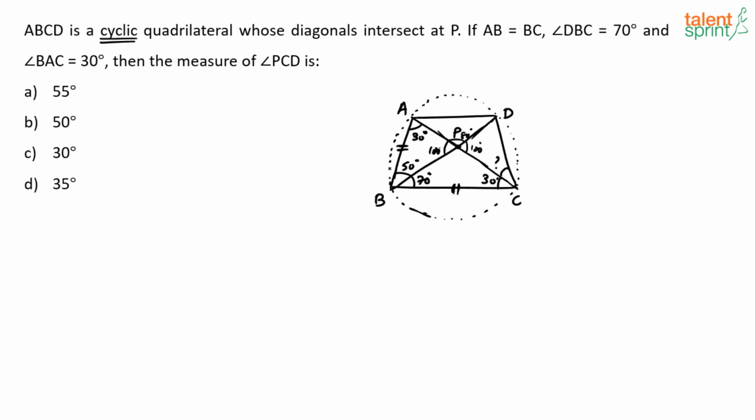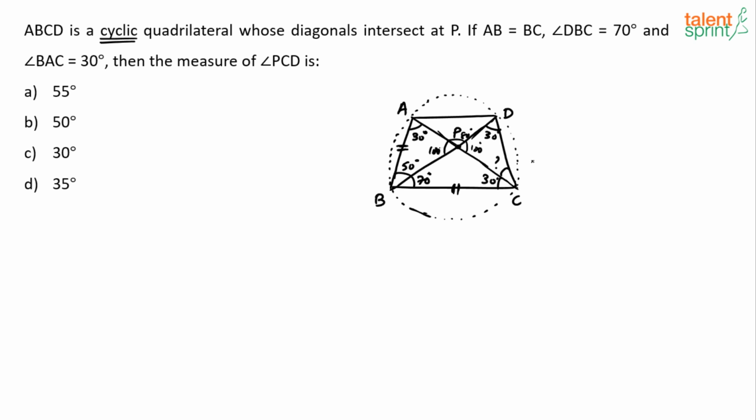So if this is a cyclic quadrilateral, all the four points A, B, C, D lie on a circle. Now if you see, BC is like a chord on the circle, and the angle made by a chord at any point of the circle is the same. So if angle BAC is 30, then angle BDC will also be 30. So this angle will be 30 degrees.